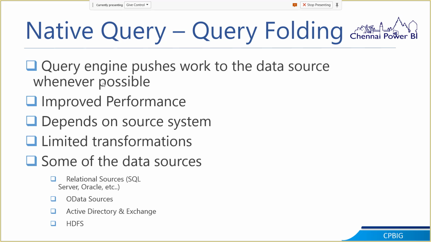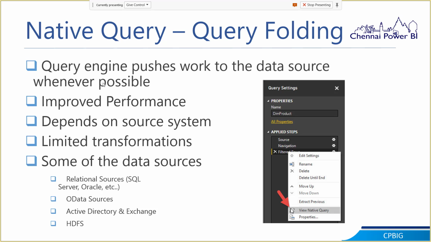These are the data sources where query folding is supported. So you can see query folding is enabled when we use these data sources. For example, relational sources like SQL Server, Oracle, or any other relational databases, then OData sources, Active Directory and Exchange sources, and HDFS, HDInsight.